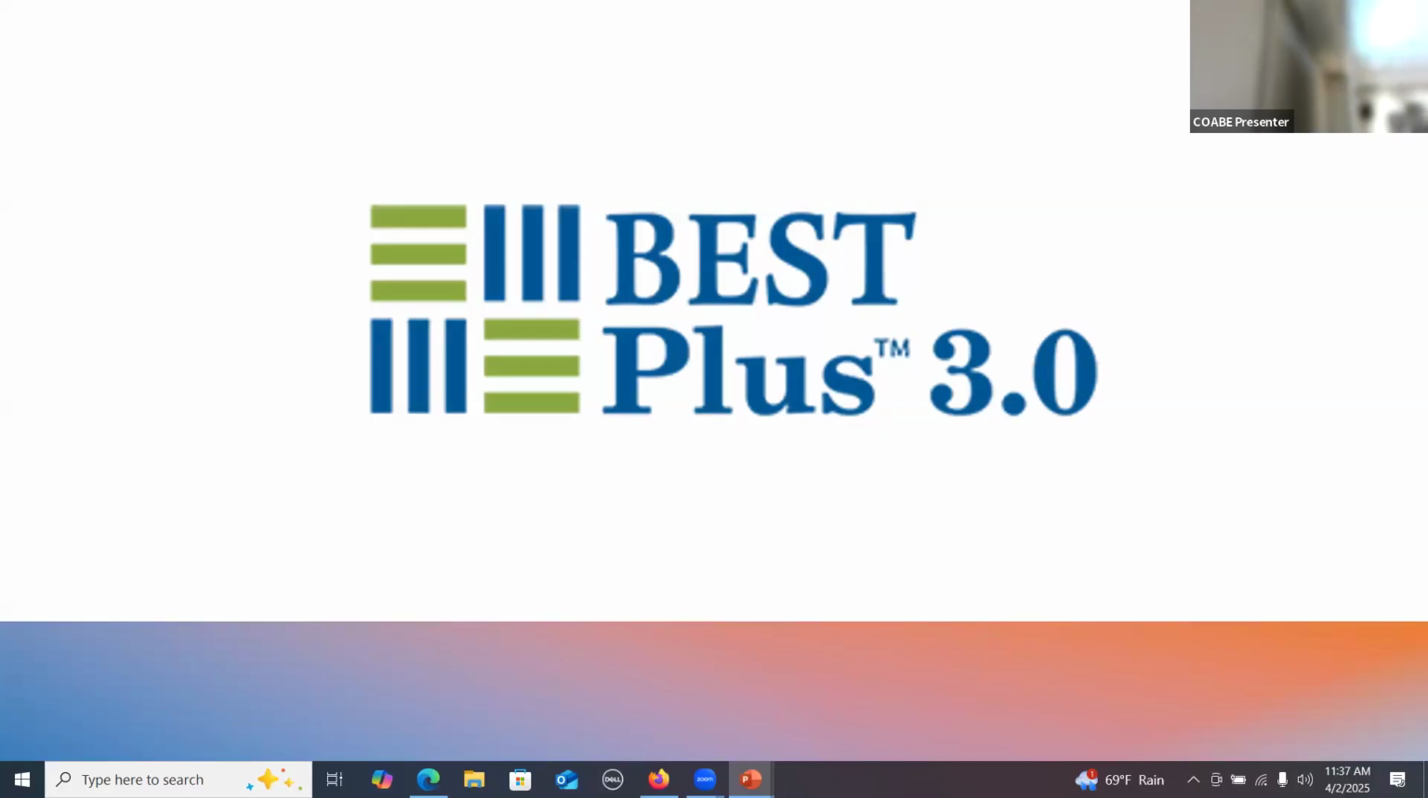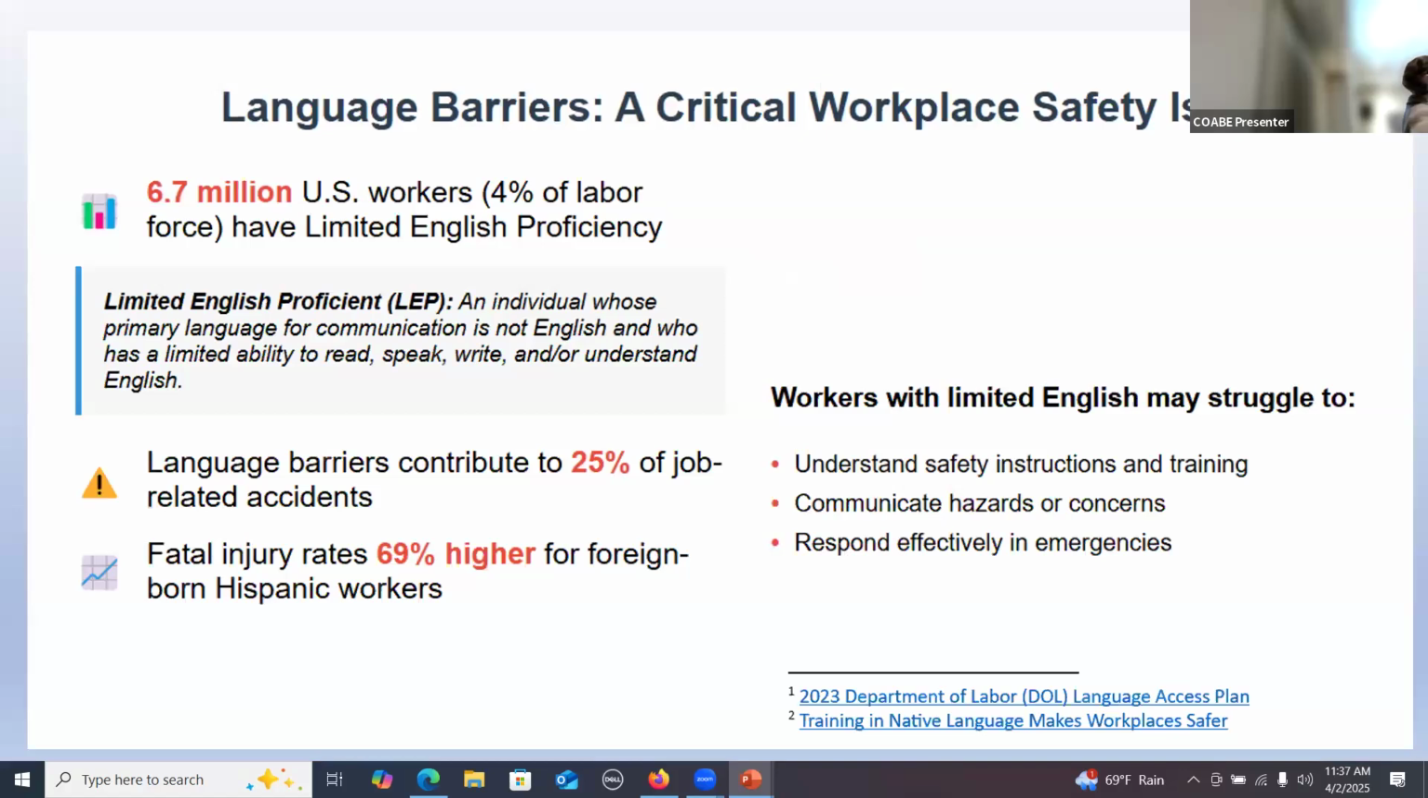All right. Well, just wanted to share something else with you before I talk about the BEST Plus 3.0. I apologize if this is a repeat for folks who were here for BEST Literacy, but there are a few statistics that I recently came across myself, and they made quite an effect on me personally. So I figured that it would be worthwhile to share it with you today.